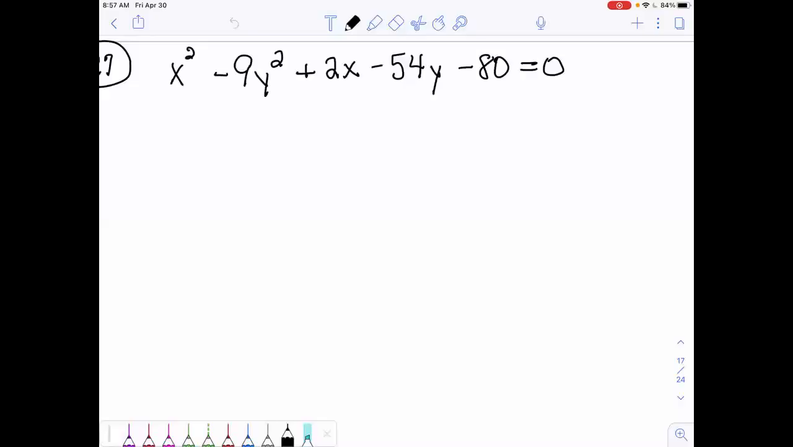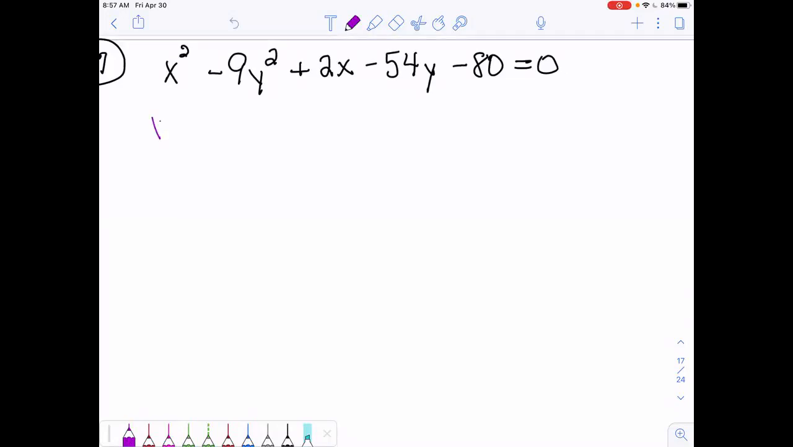You have this general form: two squared terms, a positive 2x, a negative 54y, minus 80 equals 0. Jeremy, what would you do first? Yeah, pull those x's and y's together and notice that the x term doesn't have a coefficient in front of the x squared. So that's good.